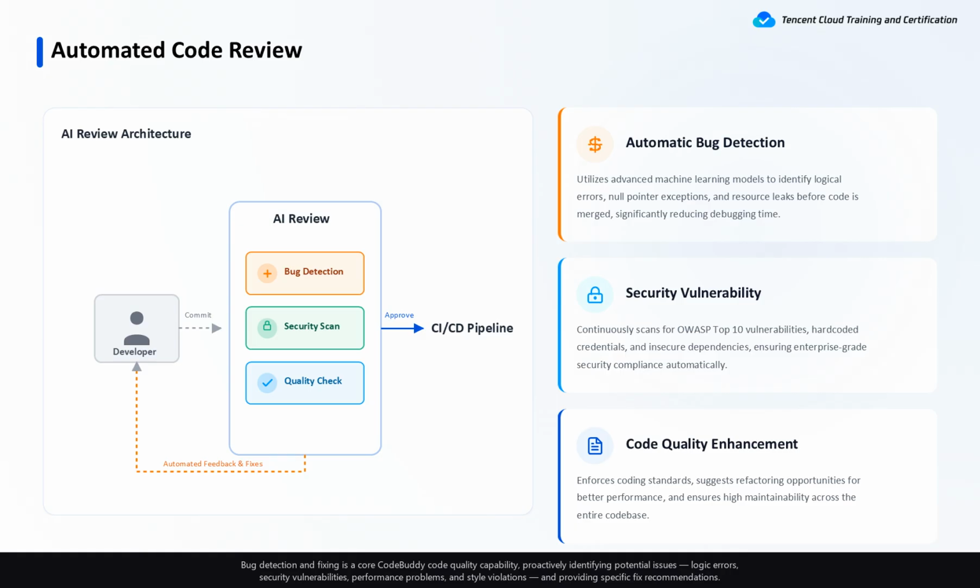Bug detection and fixing is a core CodeBuddy code quality capability, proactively identifying potential issues, logic errors, security vulnerabilities, performance problems, and style violations, and providing specific fix recommendations. This shifts problem detection from runtime discovery to right-time identification, dramatically reducing the risk of bugs reaching production environments.